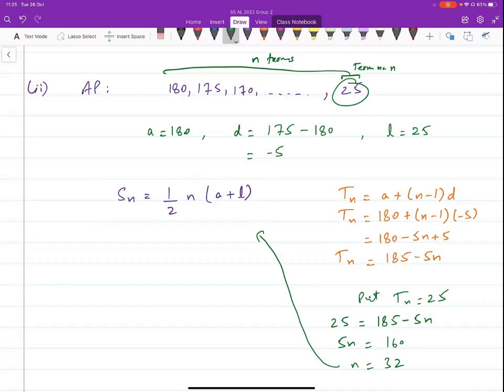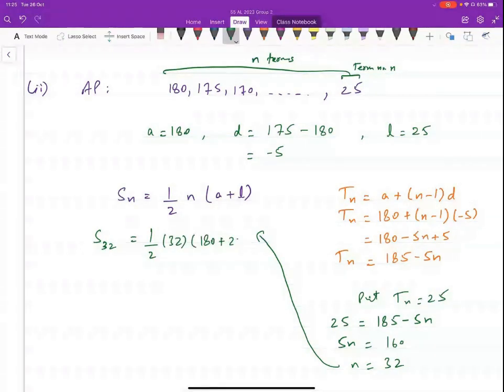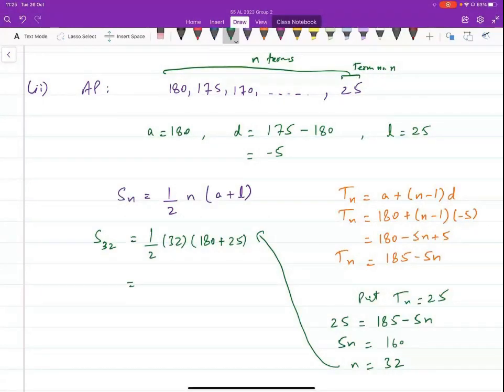When you have the value of n, you put that back in this formula, and you get half. So now you've got S32. We have to find S32, the sum of 32 terms. That's half into 32 into a, a is 180, plus l, which is 25. And that will give us the sum. That's 16 into 205. What do we get from this?